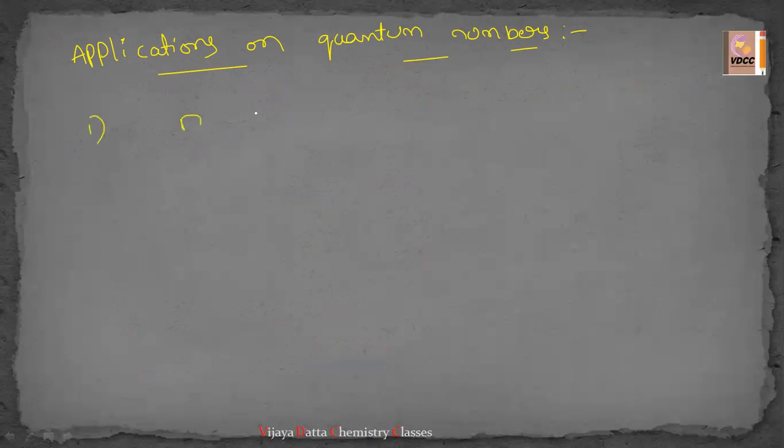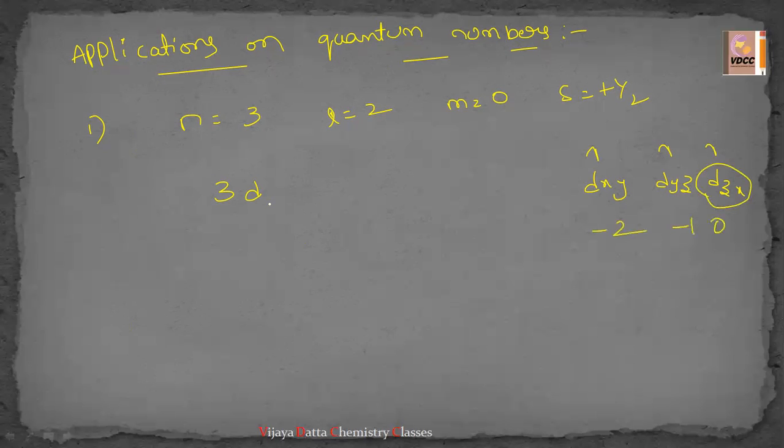Suppose they have given n equal to 3, l equal to 2, m equal to 0, then s equal to plus half. So n equal to 3, l equal to 2 means it is a d orbital. When we are talking about m equal to 0, then dxy, dyz, dzx, so the third one, because m is minus 2, minus 1, 0. So we are talking about 3dzx, and s is plus half, so we are talking about the first electron. So it is designated as 3d1.